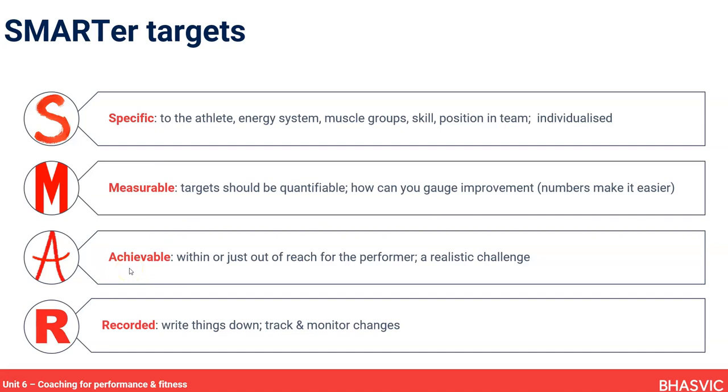Targets need to be achievable. So my basketball coach saying to me, right, in a month's time I want you to be slam dunking, is highly unrealistic and not achievable for me in a million years. So there needs to be a little bit of challenge, a little bit outside their comfort zone, such that they might not necessarily get it straight away. It's got to be within their reach, but it needs effort and a bit of improvement to get them there.